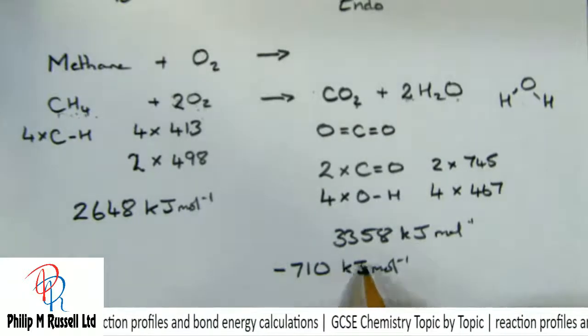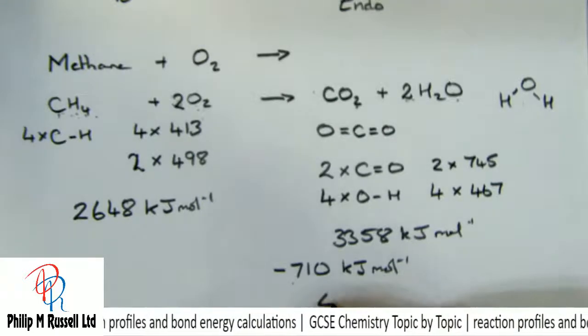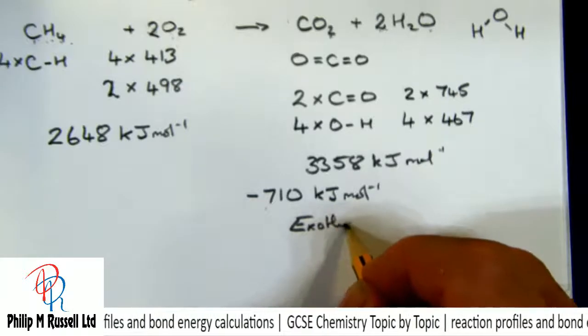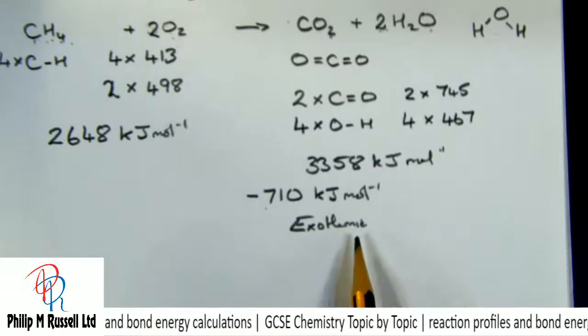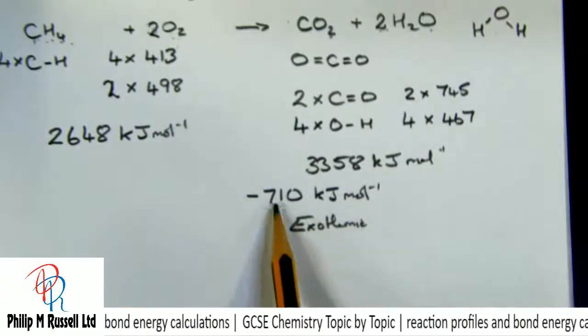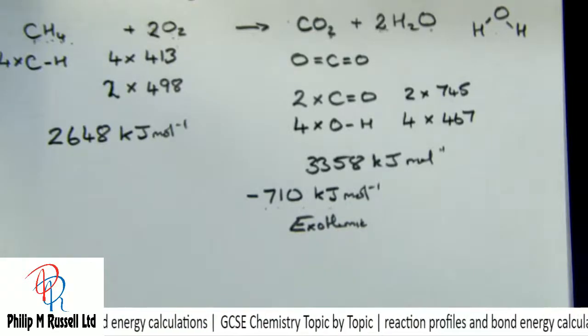So it's negative. That tells us it is exothermic. So when we burn methane, we get out 710 kilojoules for every mole.